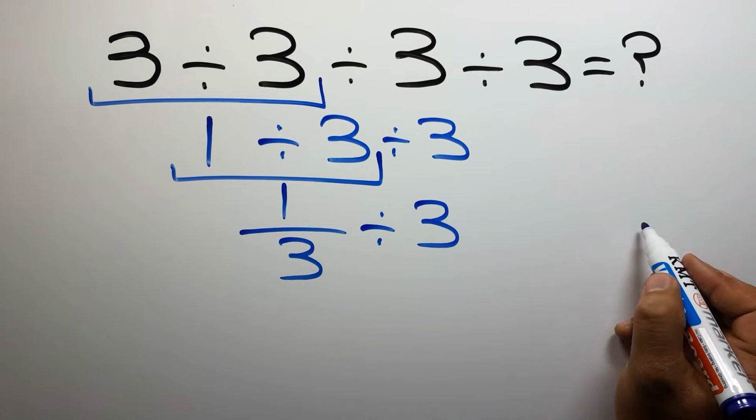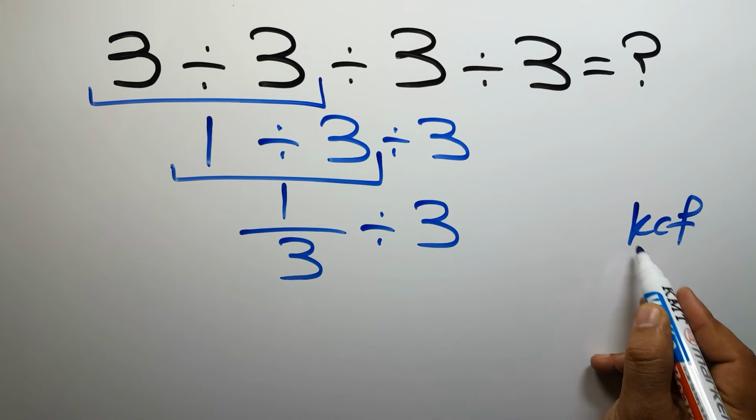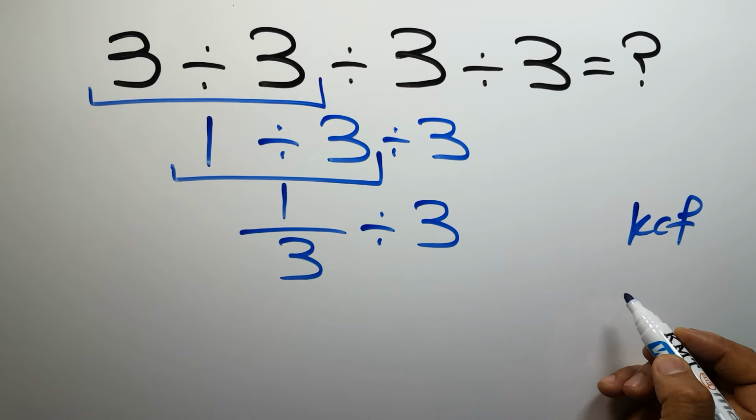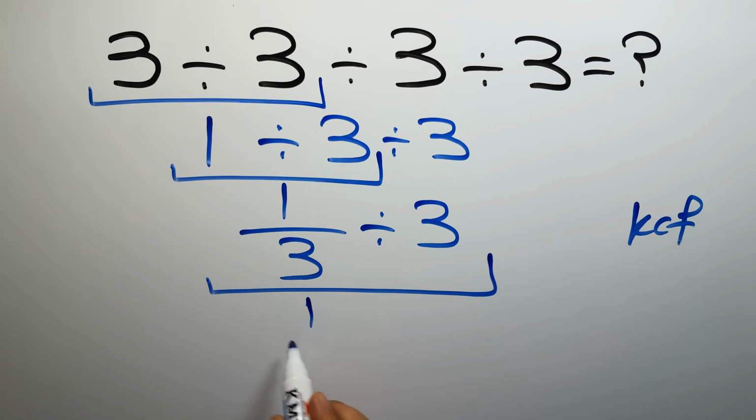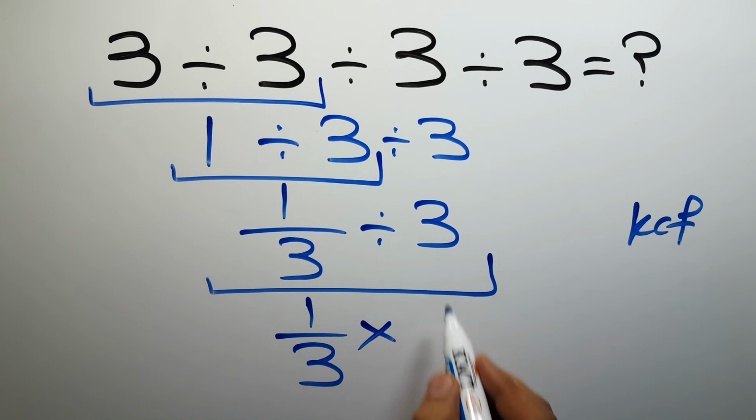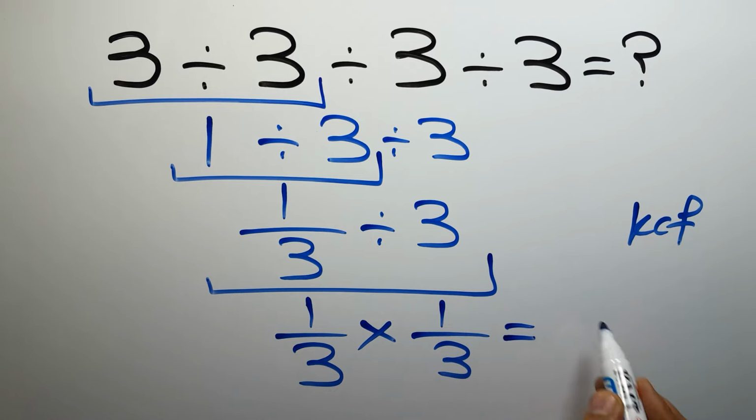Now, according to the KCF rule, K stands for keep, C stands for change, and F stands for flip. We can write keep the first fraction, change division to multiplication, and flip the second fraction. So 1 over 3 times 1 over 3, which equals 1 over 3 times 3 gives us 9. So 1 over 9, and this is our final answer to this problem.